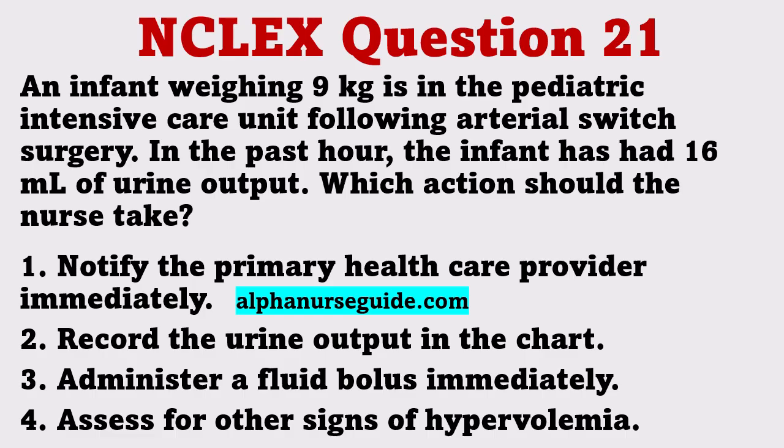The correct answer is 2. Urine output for an infant weighing 9 kilograms should be 1 milliliter per kilogram per hour. 16 milliliters of urine output is more than adequate for 1 hour, so the nurse should record the output in the chart. There is no reason to notify the primary healthcare provider regarding adequate urine output.